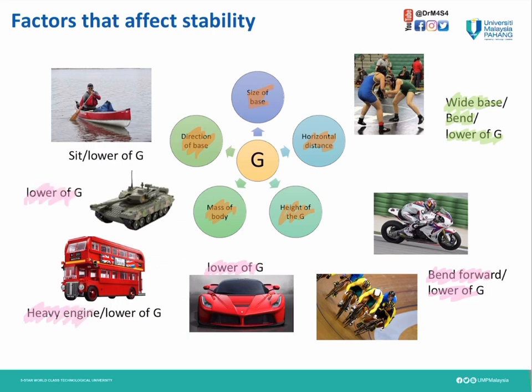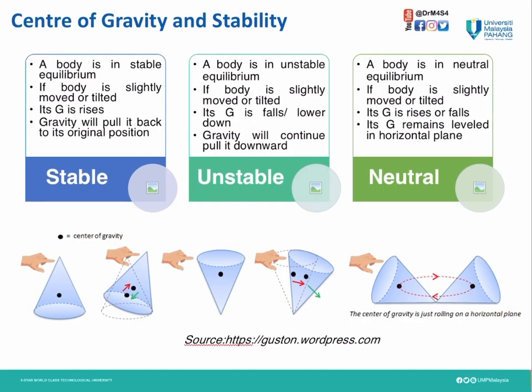And also, as you can see here, when someone is paddling their boat, we have to sit. Therefore, it will lower our G when we do our boating exercise. Here are the three situations you can see: stable, unstable, and neutral. You can try this activity to understand the situations of stable, unstable, and neutral.